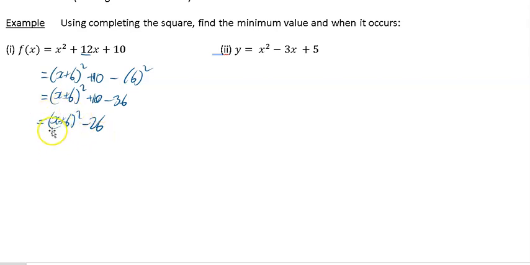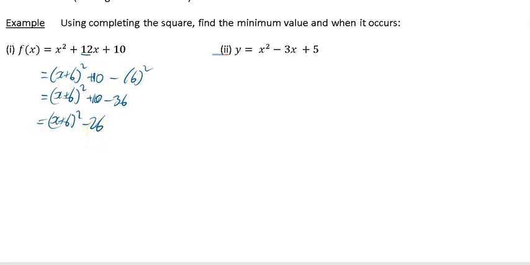Now let's focus on the x plus 6. The smallest thing x plus 6 squared could be is 0, because anything squared gives you a positive number. So the smallest thing this could possibly be would be 0, and that will happen whenever x is equal to minus 6, because minus 6 plus 6 gives you 0, 0 squared gives you 0. So the overall smallest thing that this could be would be minus 26.